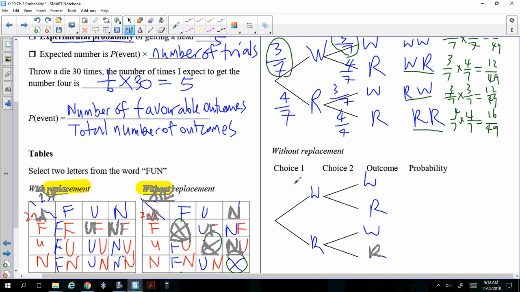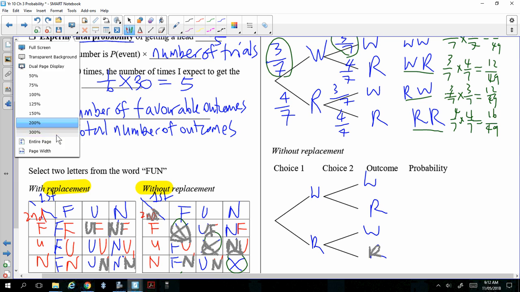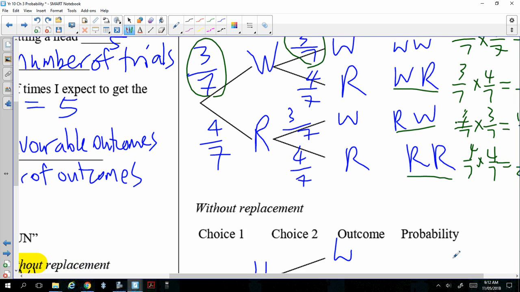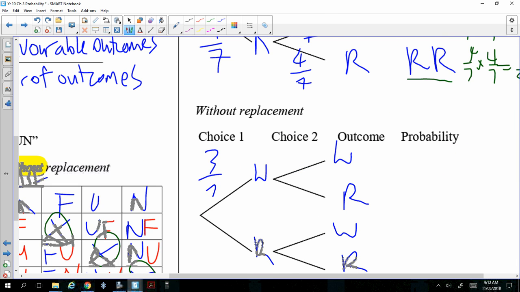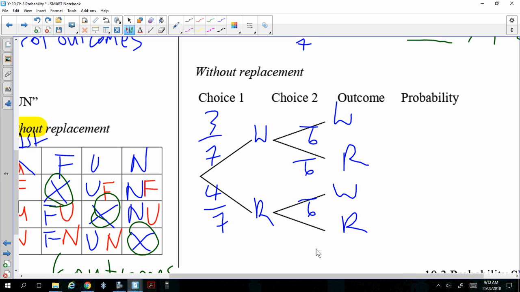All right. Let's fill this out. So your first choice will be still 3 out of 7, 4 out of 7. But be careful with your second choice. It's going to be out of 6 because you have one less counter to choose. You've already taken one counter out, but you do not put it back. So if I chose a white, there's only 2 white left, 4 red left. If I chose a red, there's only 3 red and still 3 white left.